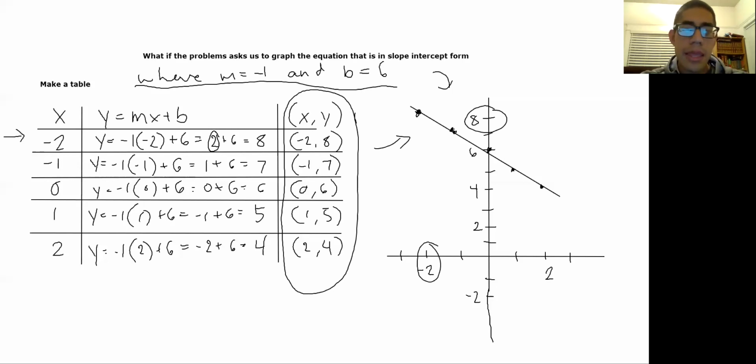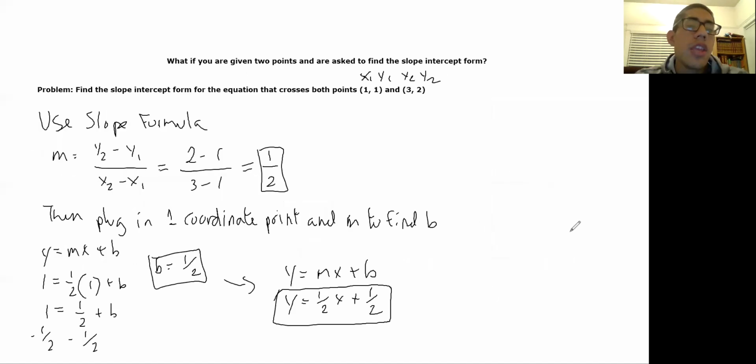There is one more complication. In the last parts of the problems that you're going to do for this week, instead of being given the slope, you're going to be given two points, and that's all they're going to give you. So the problem is, find the slope-intercept form for the equation that crosses both points (1, 1) and (3, 2).